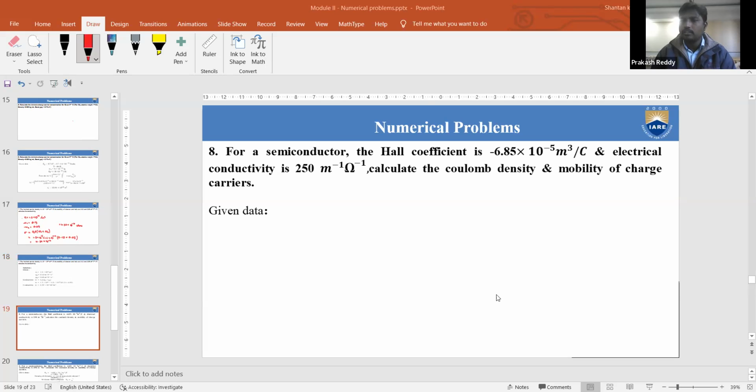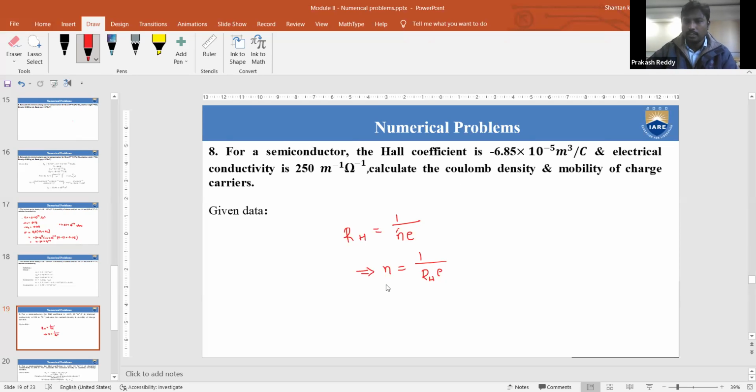Hall coefficient is given. So charge density, nothing but n, using the formula RH equals 1 by n into e. Substitute and find out n first of all. So n is the charge density. From that, n equals 1 by RH into e. While substituting RH, don't consider that minus symbol, because this minus symbol only indicates whether the material is P type or N type. Don't take the minus symbol while substituting RH in the formula.